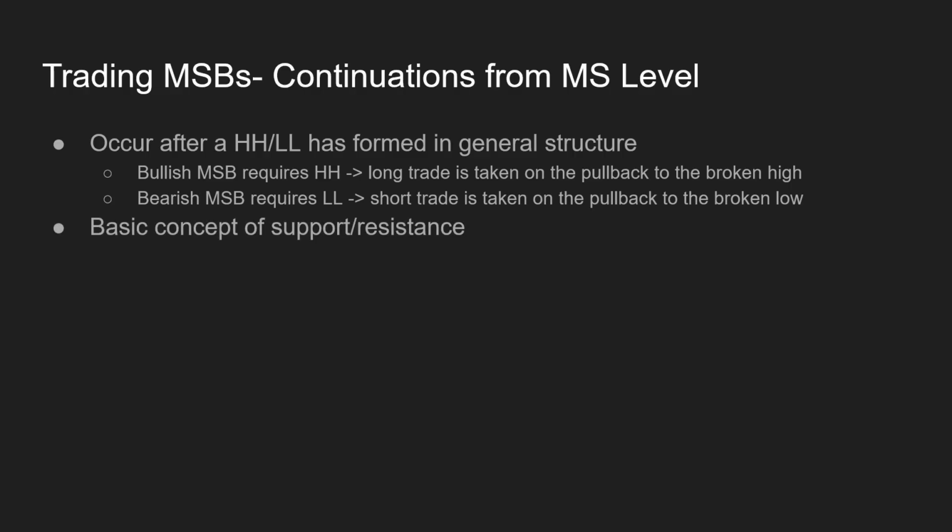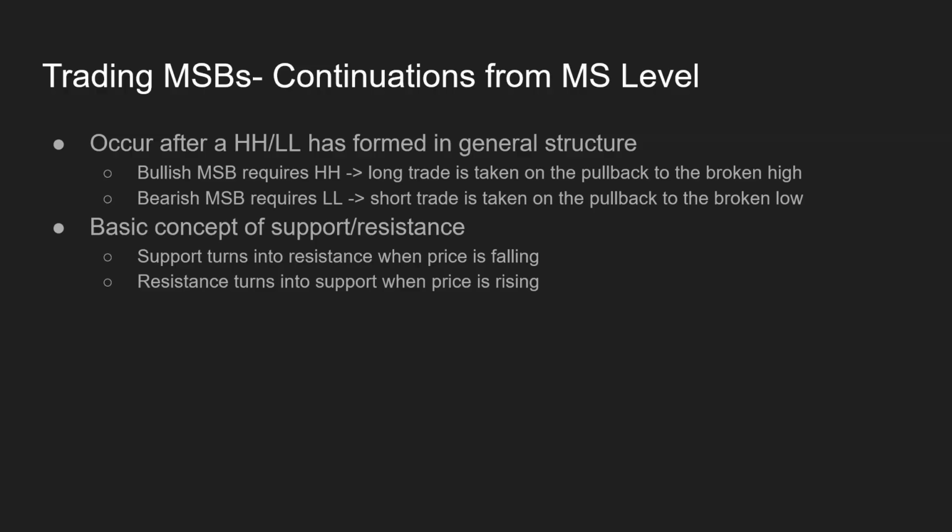And the main idea of this comes from the basic concept of support and resistance, where support turns into resistance when price is falling. Resistance turns into support when the price is rising, right? Let's say Bitcoin's in 30Ks and it breaks past 40K, goes up to 45 and then falls back down. It's rejected at 45 and it comes back down to the downside and it settles.